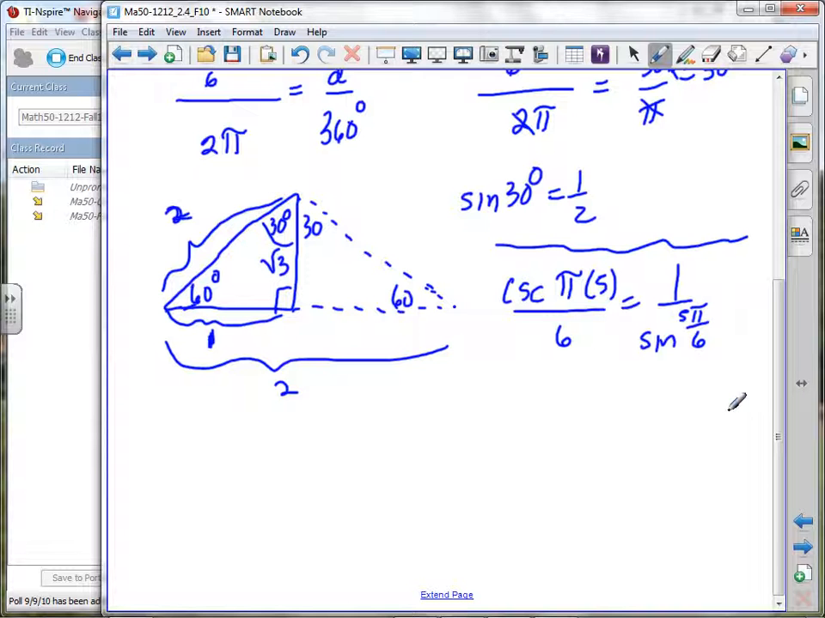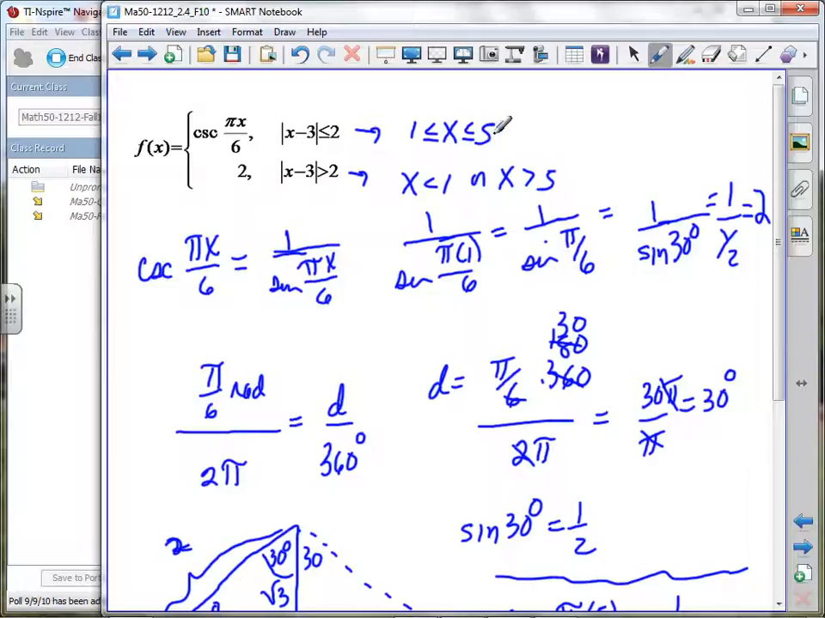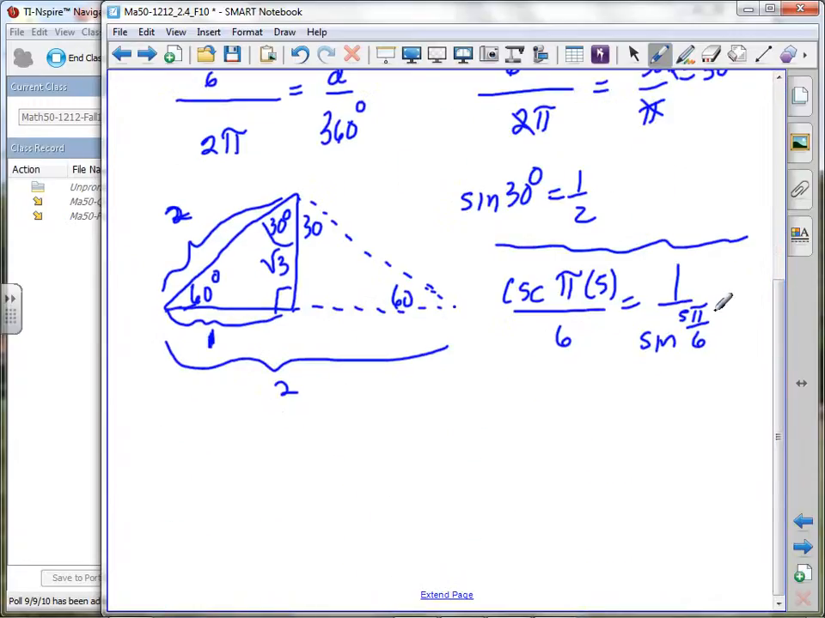What's your question, Liz? Where's the 5? From the second equation? No, from the other end of the interval, okay? Because this is only relevant in the interval from 1 to 5. So we're looking at the endpoints now. So we looked at 1. What's the cosecant when the input is 1? And now we're looking at the cosecant when the input is 5.